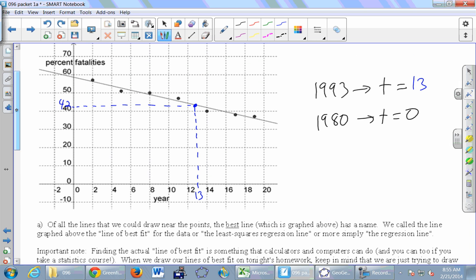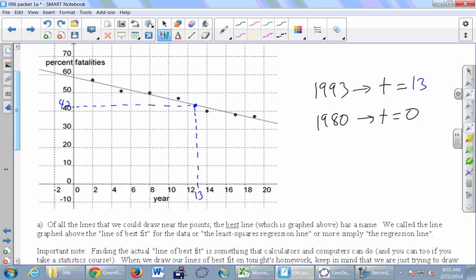Okay, so here's the goal. The goal is to find the equation of that line that's drawn there. Now we're going to be just looking at the line, so this is all going to be estimation. But in order to find the equation of a line, we know we need 2 points. So we're going to pick any 2 points that are on the line. We're not picking 2 data points because the data points aren't perfectly on the line. We're trying to pick points on the line.